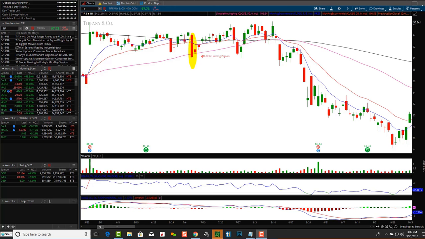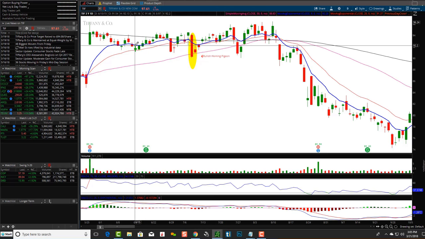Wanted to make this video on the bullish homing pigeon candlestick pattern. Let's take a look at Tiffany, TIF. Now, this one right here has kind of just been trading sideways. Again, remember with these candlestick patterns, moving average lines are very important to be aware of. Candlesticks come first, then you want to layer them on with moving average lines and see where price is in relation to the moving average lines.